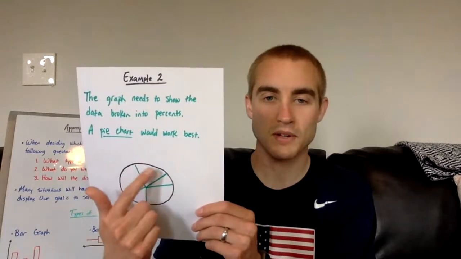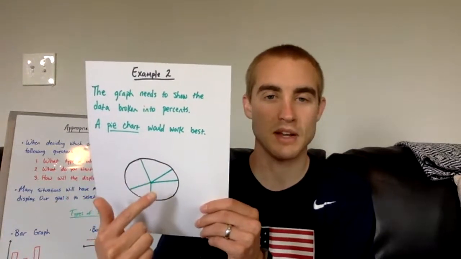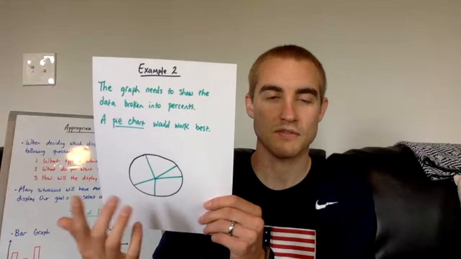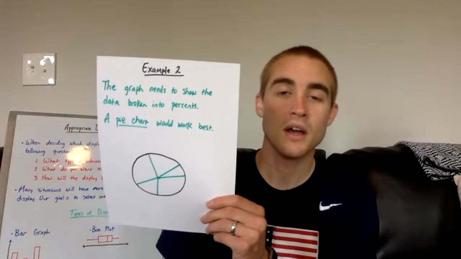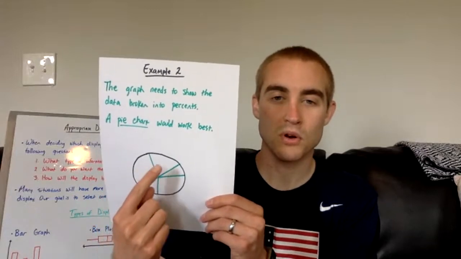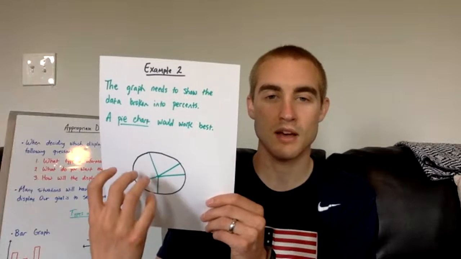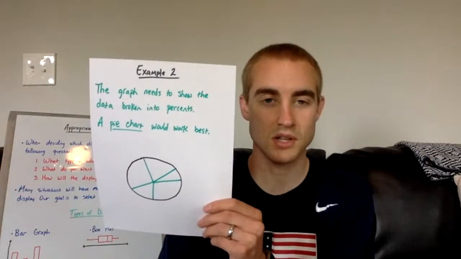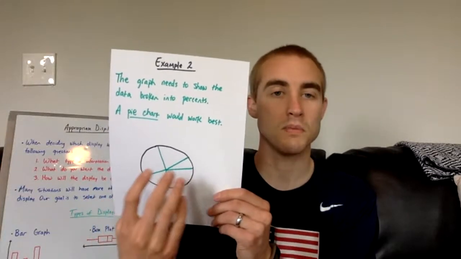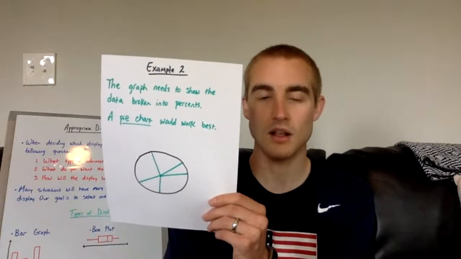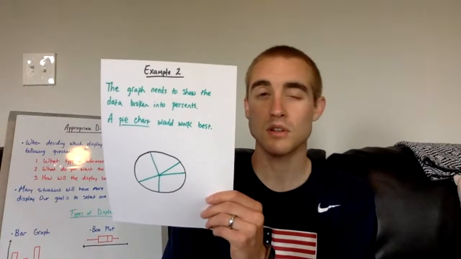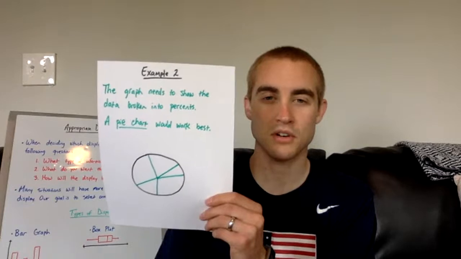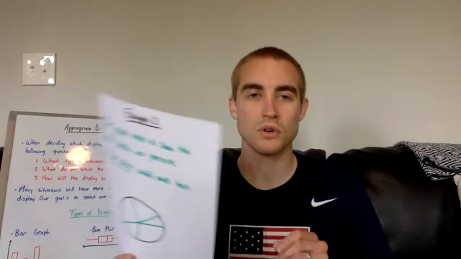So this is probably not the best job that I did, because you're not going to have 5 different grades in a middle school. But a pie chart is broken into percents. So we would have different, 25% 7th graders, 30% 8th graders, something like that. And so because you're dealing with percents, a pie chart would be the best for example 2.